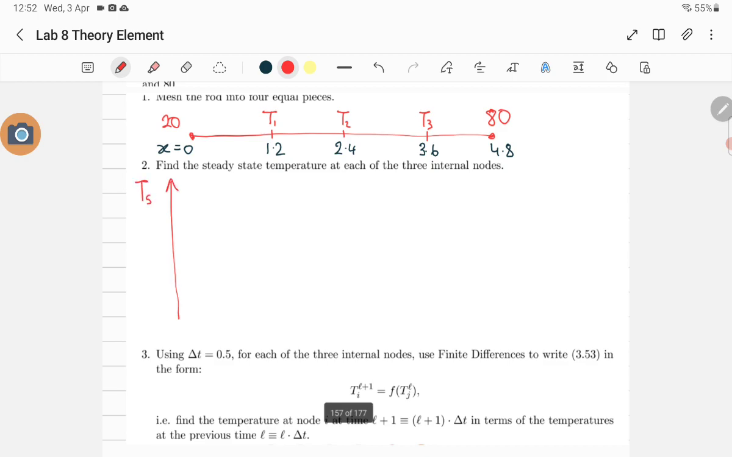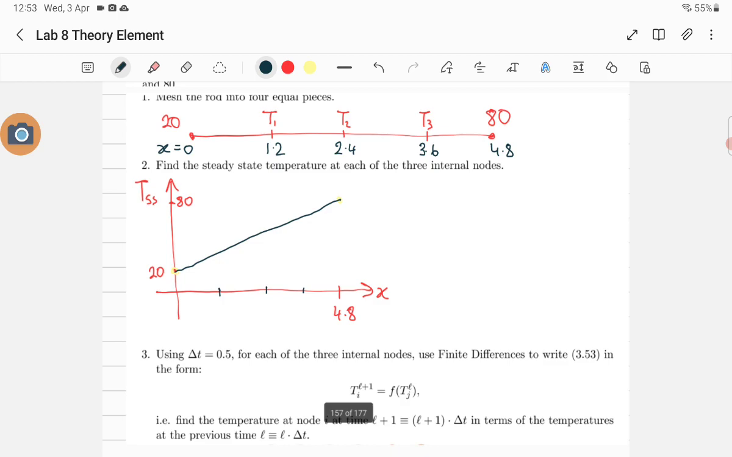So this is temperature, steady state really, against distance. And we're going from 20 at x equals 0 to 80 at 4.8. So we're going from this point here up to this point here. Straight line looks like this. Now you could just intuit that it goes up, you've got 3 internal points, it's rising in a constant fashion. So do 80 minus 20 is 60. Divide that by 4, so it'll go up by 15 each time.